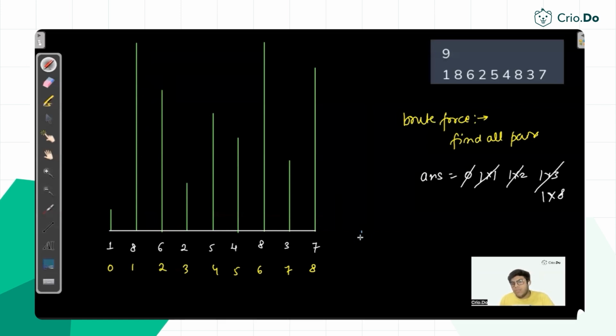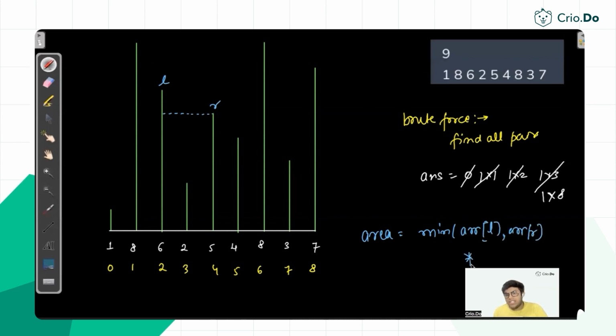What is the formula? The formula of area will be, let's say the left bar is left, L. Let's say the right bar is right, R. Let's say for now I'm taking this as L, this as R. What is the amount of water which I can store between them? I can say the height of water between them will be the minimum of L comma R. And what will be the length between them? The length between them will be the distance between those two bars, that is, the difference between the indices. So L and R will be the indices actually. So we can say array of L comma array of R. The minimum height into the distance, and distance will be R minus L.